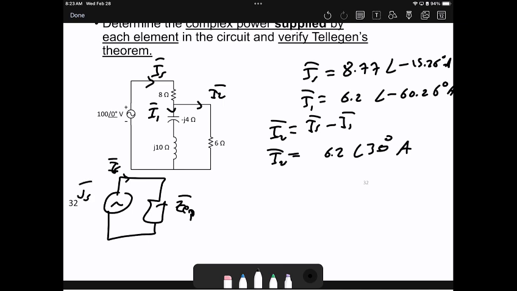Just for information. Now I'm ready to calculate the power for each element. I can call this element S for the source, and then element 1, element 2, element 3, element 4. I need to calculate the complex power for all of these elements, starting from element S.